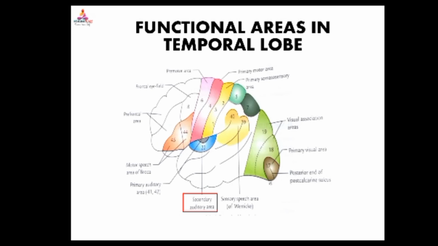The secondary auditory area is situated on the lateral surface of the superior temporal gyrus, slightly posterior to the primary auditory area, which it surrounds. It receives auditory impulses from the primary auditory area and correlates them with past auditory experience. Thus, this area is necessary for the interpretation of the sound heard.